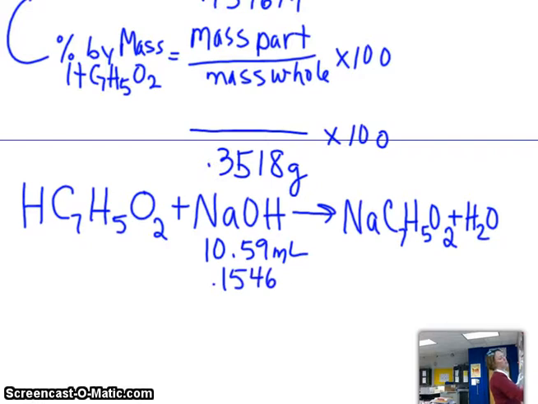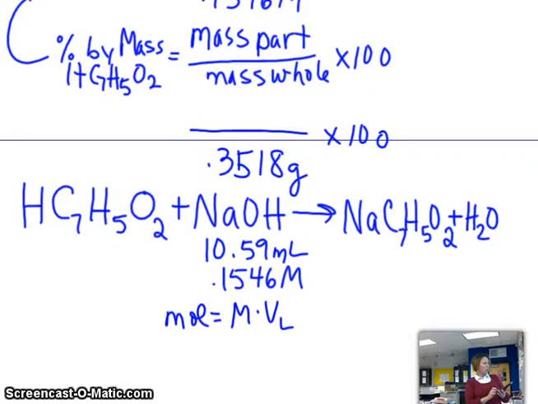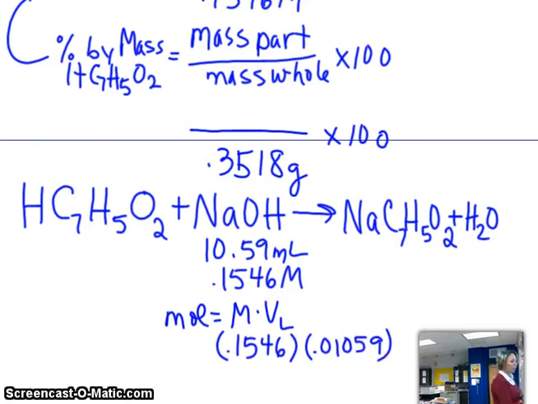Now, what we know is the molarity and volume of this, 10.59 mL of 0.1546 molar. So we know the molarity and volume that it took to neutralize that acid. We can get the moles. The moles equal the molarity times the volume in liters. So our molarity is 0.1546 times our volume in liters, which is 0.01059. And that will give me my moles of base that it took to reach equivalence, which is 0.001637. It looks like we're in 4 sig figs, so that's good.